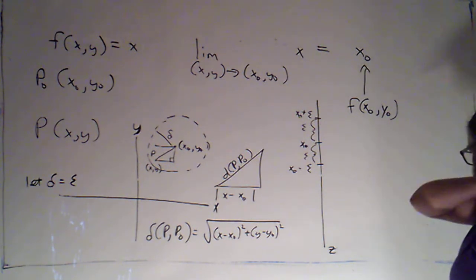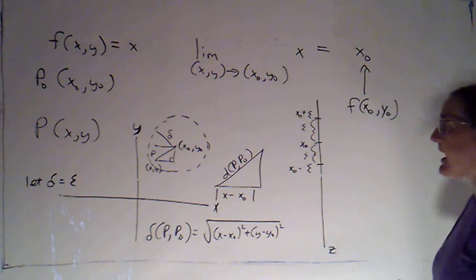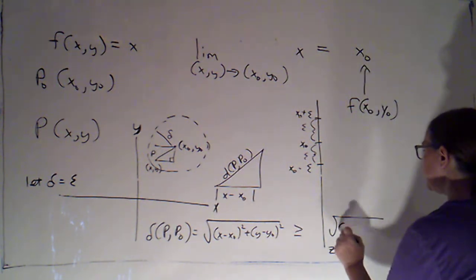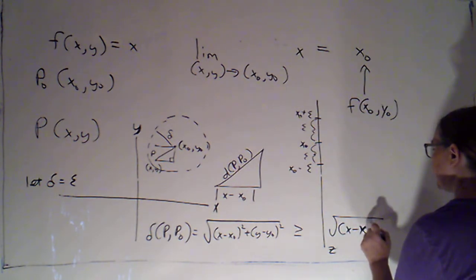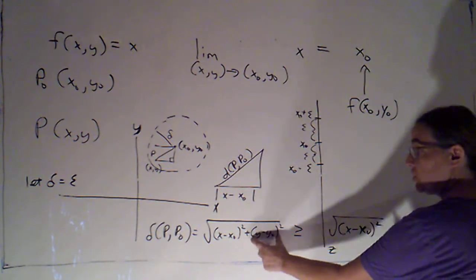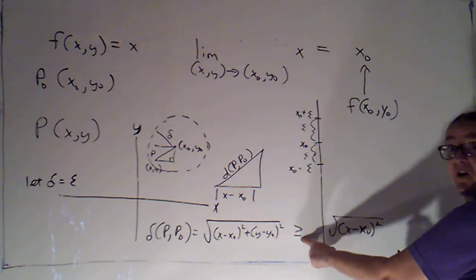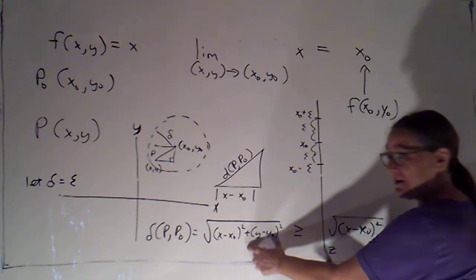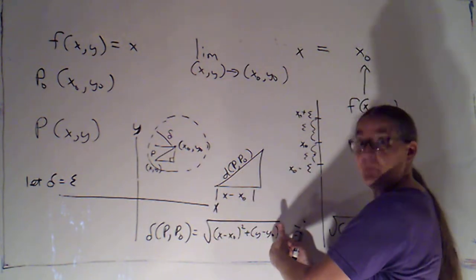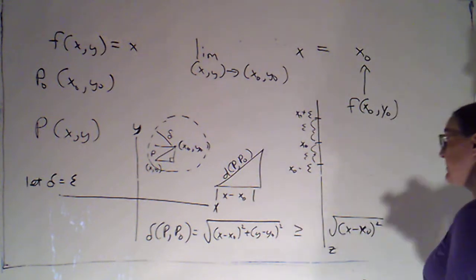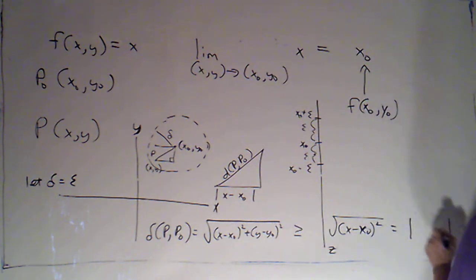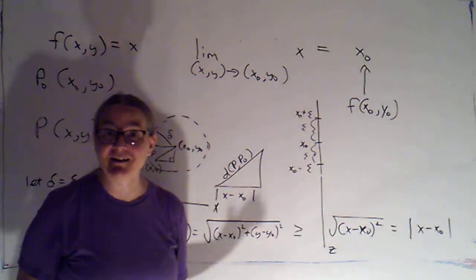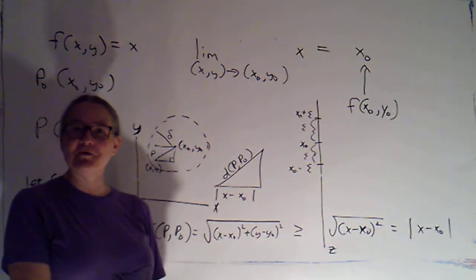Now, if I look at that, that's got to be bigger than or equal to the square root of just x minus x naught squared. Okay. This could be 0, in which case I would get equality. If this is not 0, because it's a square, it's positive, which would make the quantity under this radical bigger, which would make that square root bigger. But this is just the absolute value of x minus x naught, because remember, when we take the square root of something squared, we just get the absolute value of that thing.